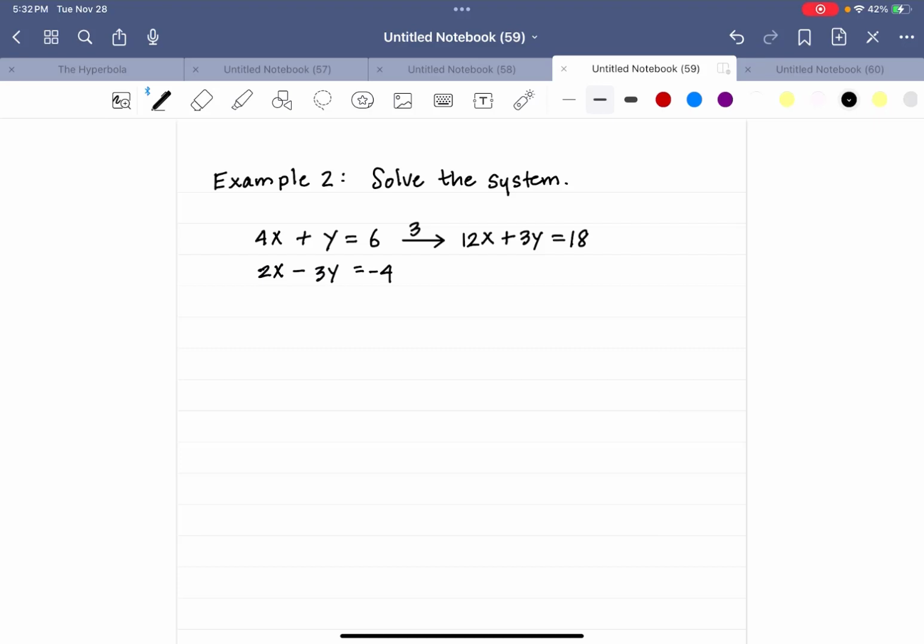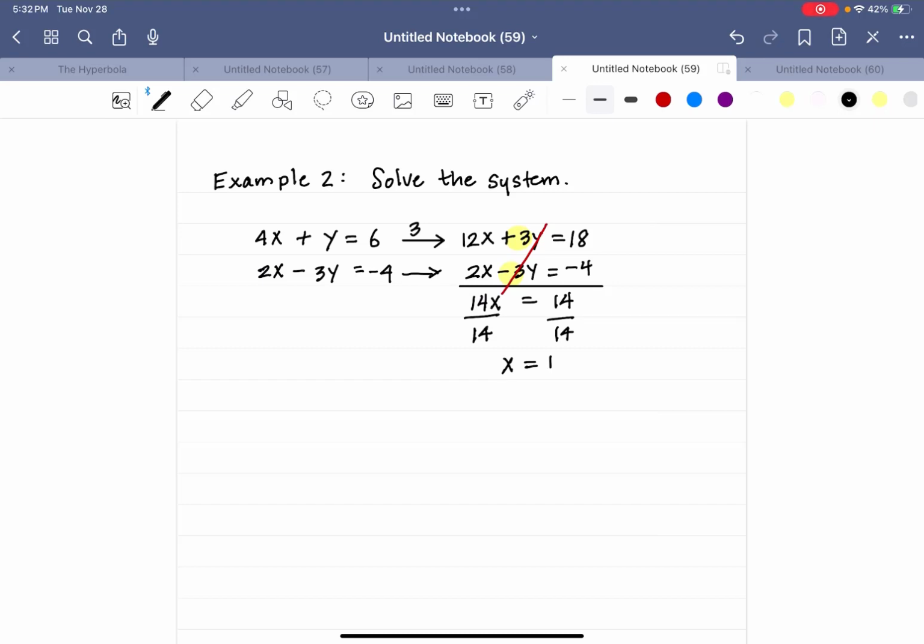Now, you're allowed to multiply or divide as long as you multiply all terms of the equation by the same number and it's not a 0. So this one, I am not going to change. It's going to stay at 2x minus 3y equals negative 4. And now I'm ready to add because, look, once again, I have opposites here, and they will cancel out, and I end up with 14x equals 14, divided by 14, x equals 1.